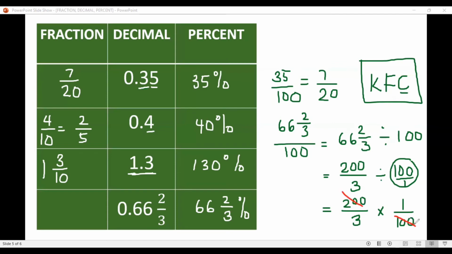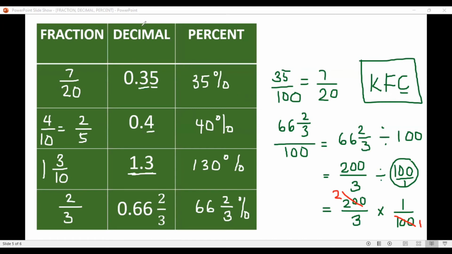So 100 and 200 are both divisible by 100, making now your 100 as 1, while your 200 is 2. And multiplying the numerators, 2 times 1, the answer that you will be getting is 2. And multiplying now your denominators, 3 and 1. So 3 times 1 is equivalent to 3. So this is now the fractional equivalent. So 2/3 in fraction, 66 and 2/3 hundredths as your decimal, and 66 and 2/3 percent.